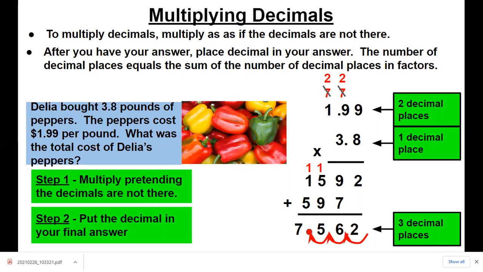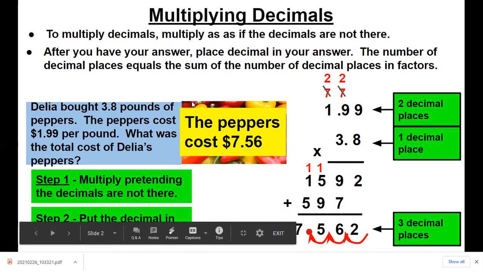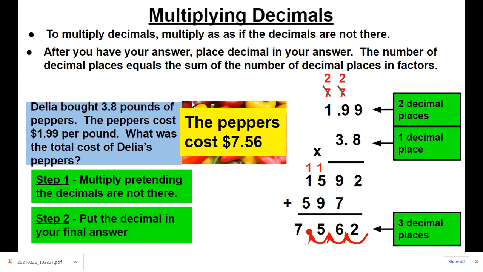So the true answer is 7.562. 7 and 562 thousandths. Because we're talking about money rather than just plain decimals, we're going to round it to the penny. So $7.56 is how much it costs for the peppers. The 2 doesn't really make a lot of sense to add in because you don't have a fraction of a penny in our money system. So the peppers cost $7.56.